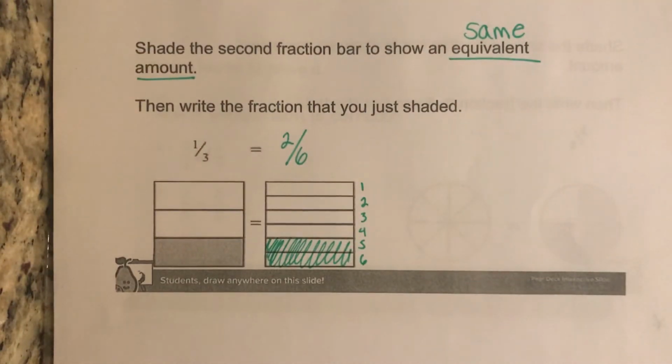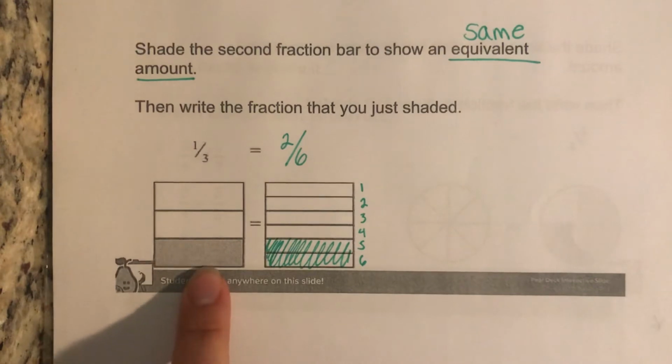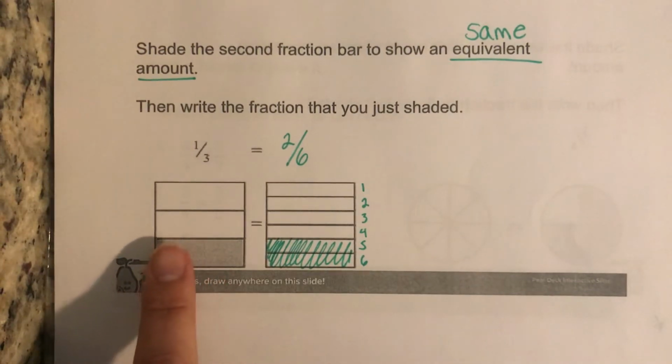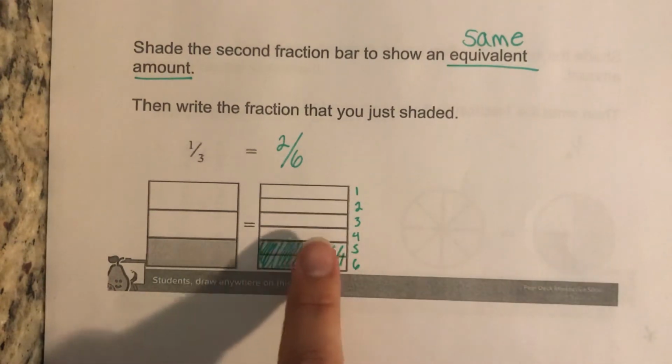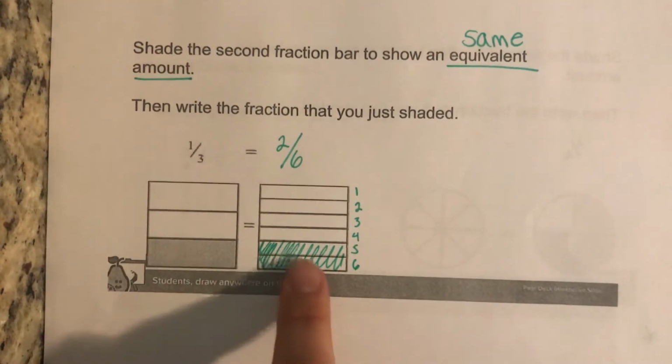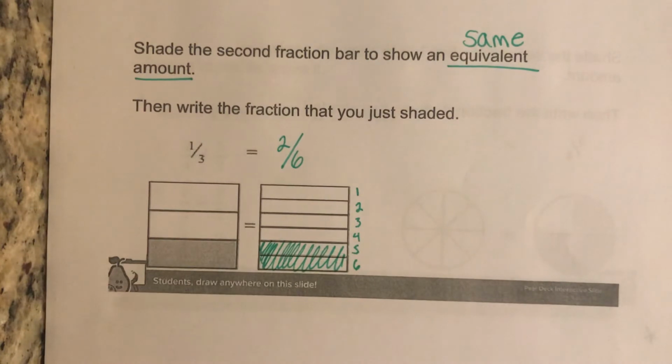When talking about equivalent fractions, we're talking about fractions that show the same amount. Here, my first fraction is showing 1/3. For showing the same amount, I need to make sure the shaded parts are the same size. So I would need to shade 2 pieces here of the total 6, and I would find that 2/6 is equal to 1/3.